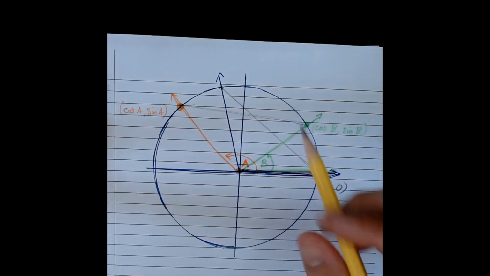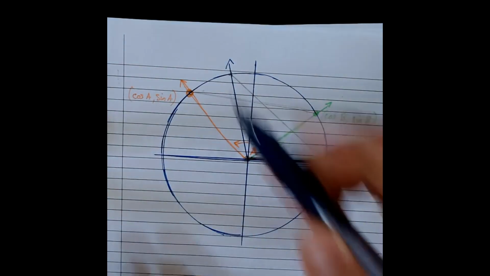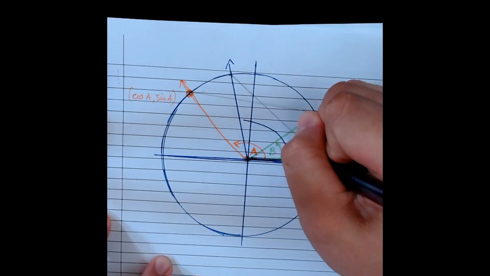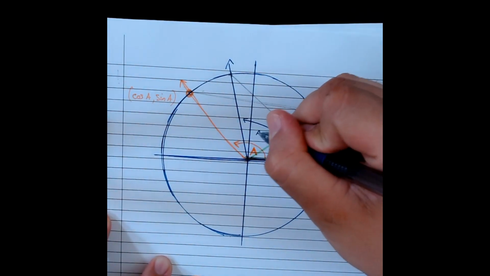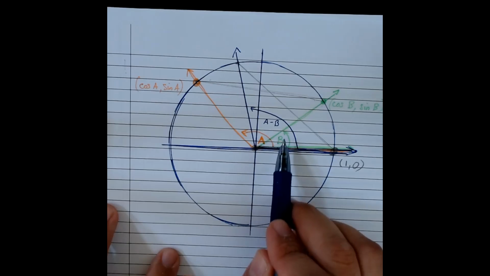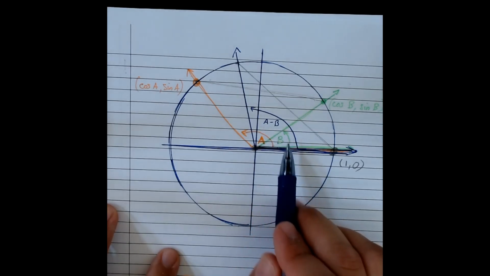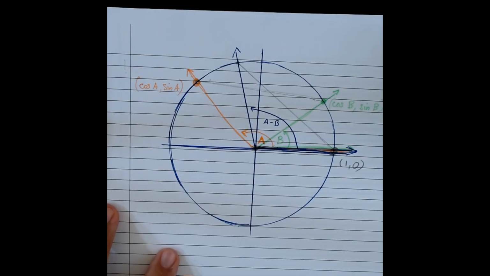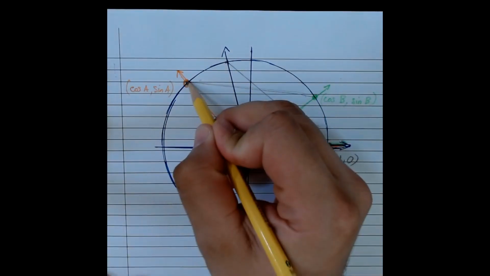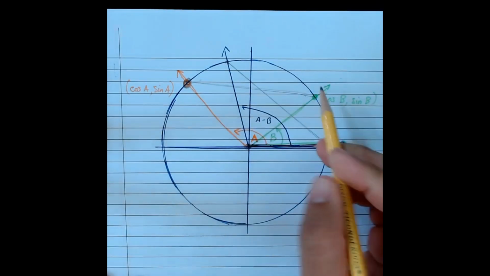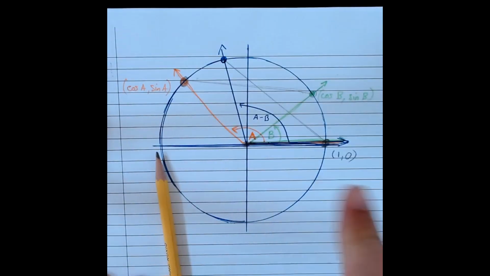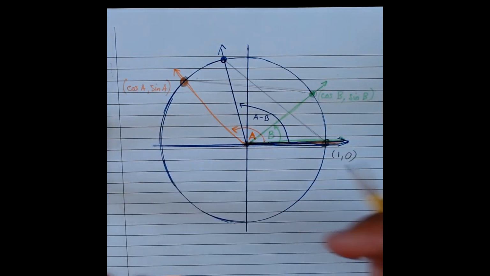All right, so this angle in blue represents the angle A minus B. And again, if that was 100 degrees and that was 1 degree, this would be 100 minus 1. That would be 99 degrees, or whatever. Okay, so now note that, again, these distances are the same. The distance from this point in orange to this point in green is going to be the same as the distance from this point in blue down here to this point in black, (1, 0).